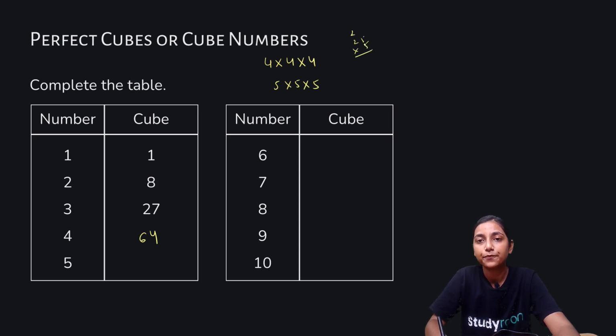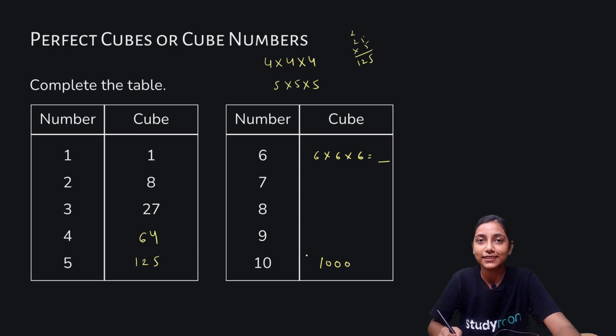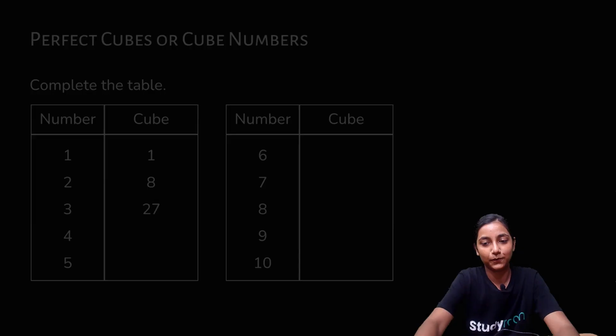25 into 5, you get 125. So the cube of 5 is 125. Similarly, multiply 6 three times in order to get the cube of 6. Do it yourself. Then similarly with 7, 8, 9 and 10. This is how 10's cube is going to be 1000. Very easy. So this is how you find the cube of the number that is given to you.